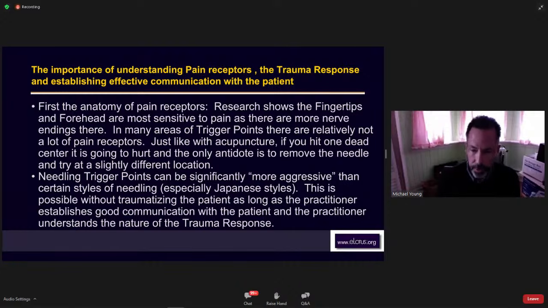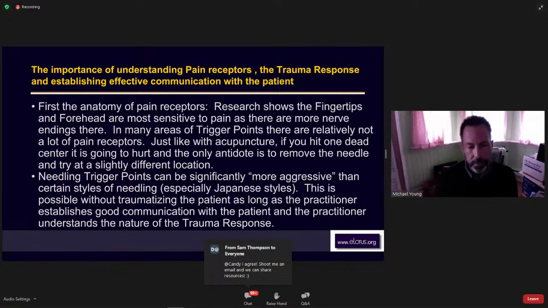So, understanding the trauma response. As you know, there's fight or flight, which is well known. There's also freeze. Sometimes patients space out, or PTSD patients space out. As a practitioner, it's your responsibility to make sure they're breathing normally. And if you think they're spacing out, just ask them a question and say, is this tender? Can you feel this? And kind of drag them back into awareness.